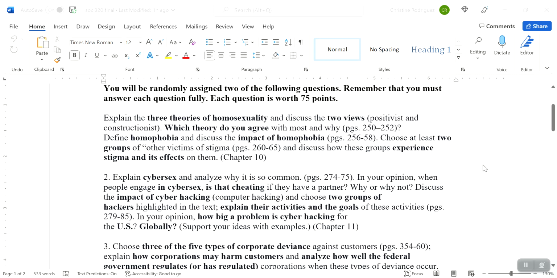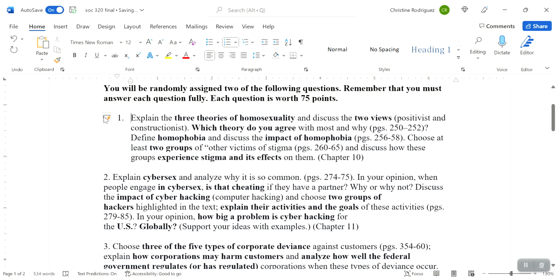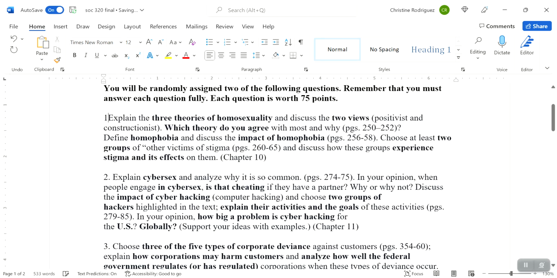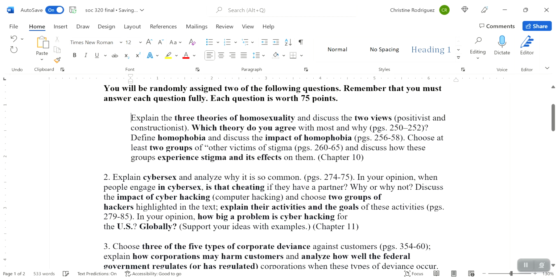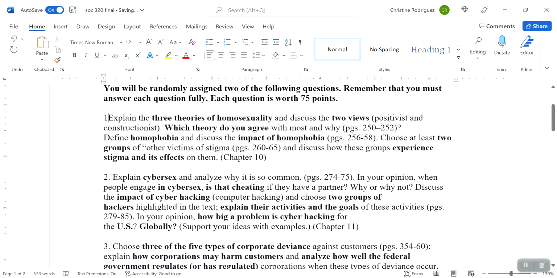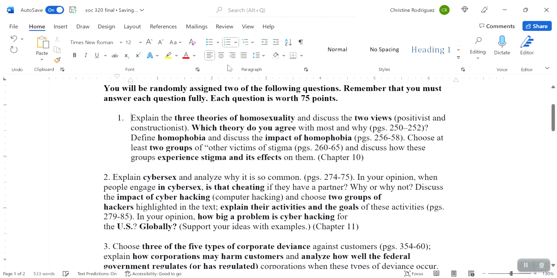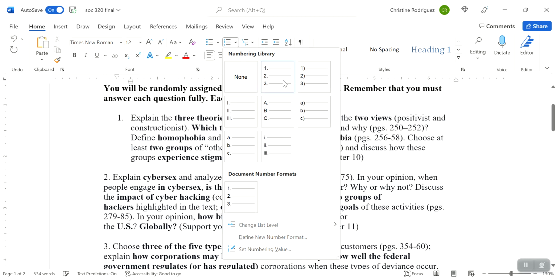So first question I see does not have a number. All right, so let me see if I can, I don't know why it doesn't want to just stay where I want it to. All right, so anyway, I'm sure that I can fix this later.